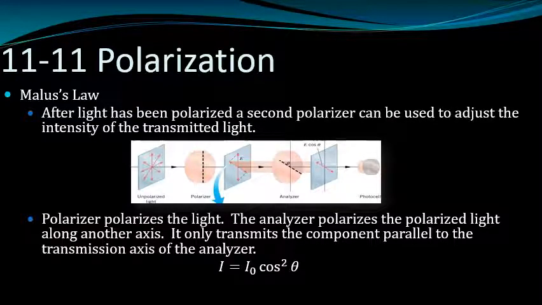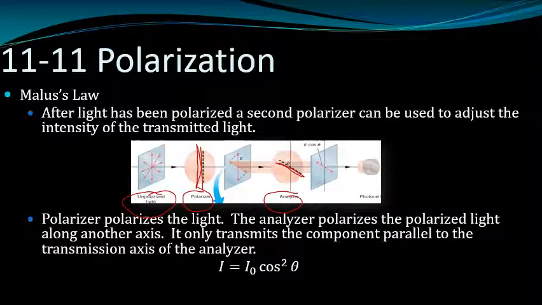Malus's law tells us the formula for calculating how much light gets through. After light has been polarized, a second polarizer can be used to adjust the intensity of the transmitted light. So we start off here with unpolarized light. It goes through this polarizer, and that's its transmission axis. And then we have another, I know it says analyzer, but it's just another polarizer. It's the same thing. It's just at a different angle. So now the components from the first thing now have to go through that angle, so some of it is absorbed, and you end up with less light.